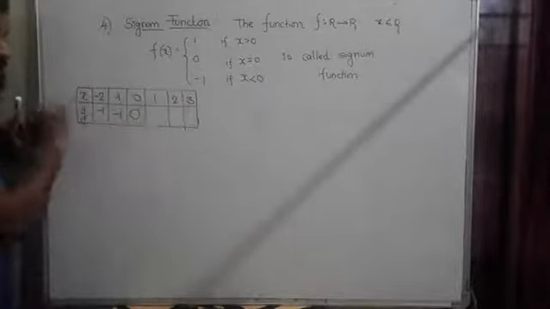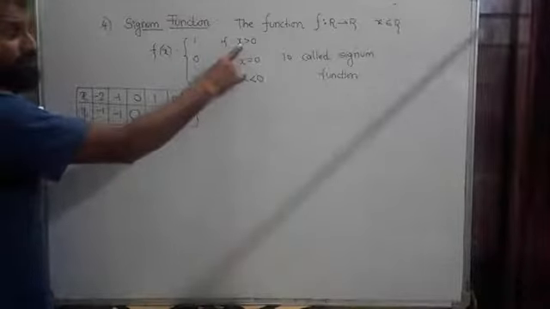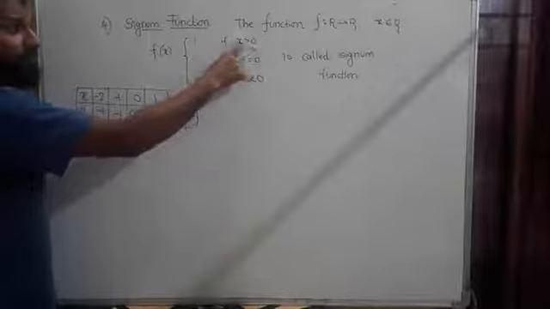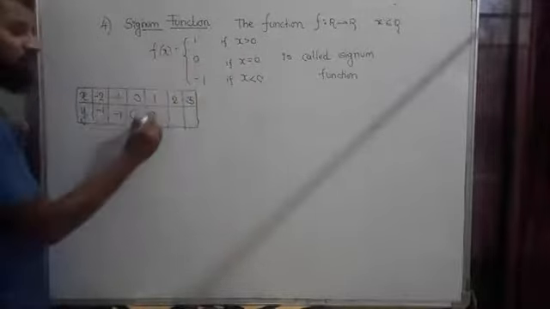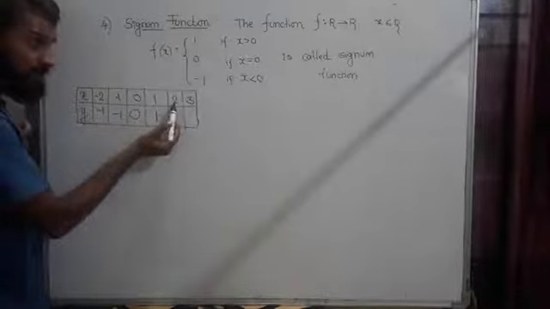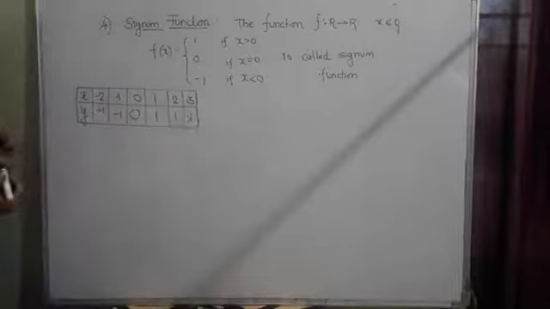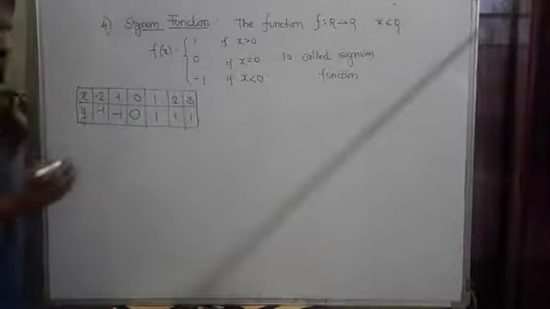What if I take x equal to 1? See, x equal to 1 means a positive number, right? So I have to take this condition. If x is greater than 0, f of x will be 1. So this will be 1. I hope you're understanding.